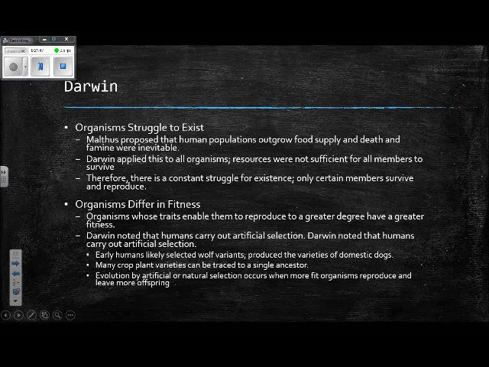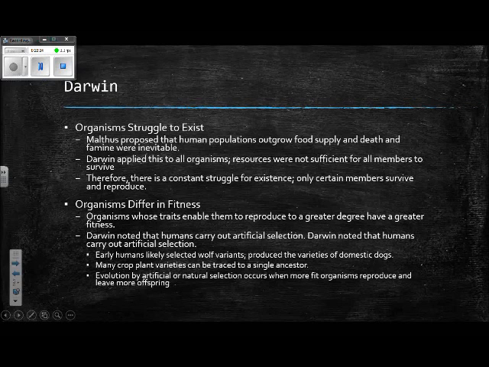Right? If everyone was able to just survive and reproduce, didn't have to worry about where their next meal was coming from, nothing would change because no one would have to struggle to stay alive. Right? We'd all just be kind of comfy and cushy and eating what we want and doing what we want and having as many babies as we want. But that's not always the case for all species, right? Food becomes scarce. Resources, such as water, become scarce. So they have to adapt to the situation. And organisms differ in fitness. So organisms whose traits enable them to reproduce to a greater degree have a greater fitness.